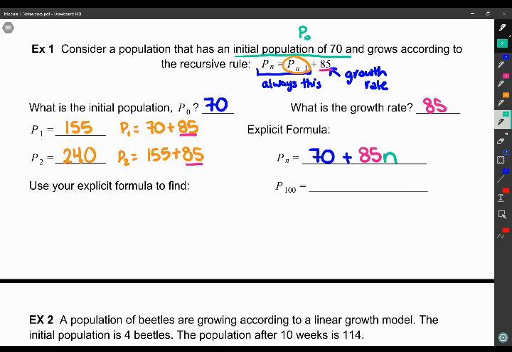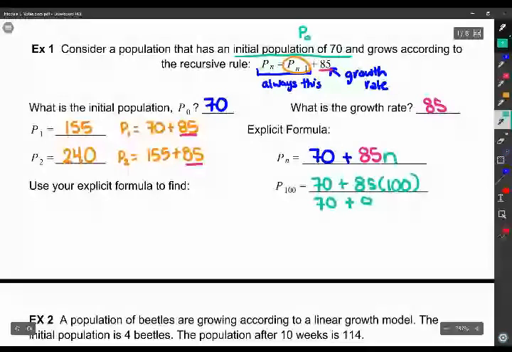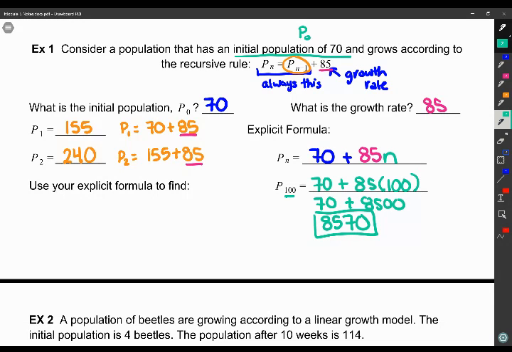So if I'm finding P sub 100, I'm using that formula. I'm going to go 70 plus 85. Instead of writing n, I'm going to write 100, and I'm just going to do the math. So this is 70 plus 8,500, so this would be 8,570. And this is what they're looking for when time is 100 or n is 100, and you just plug it in.